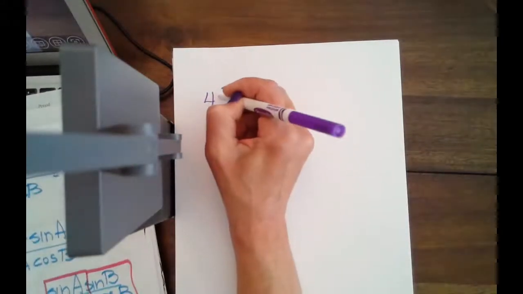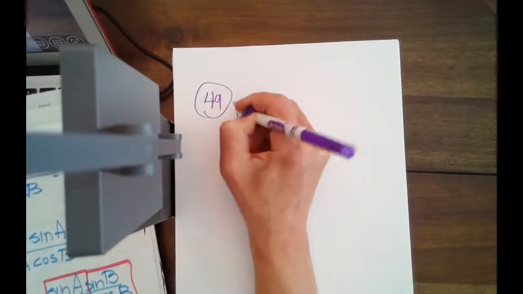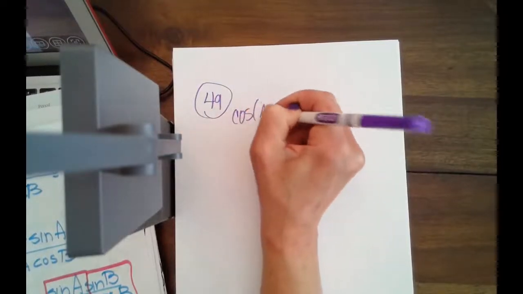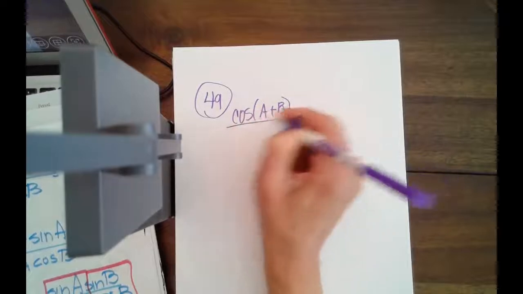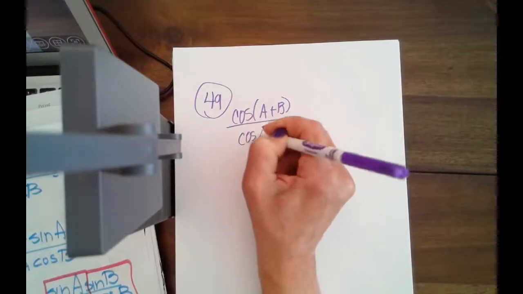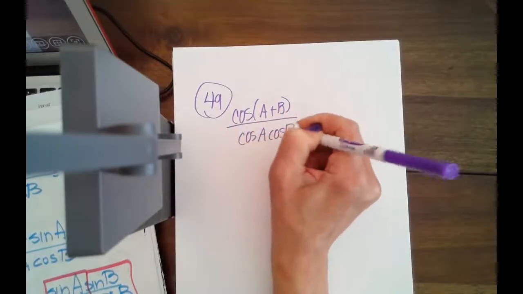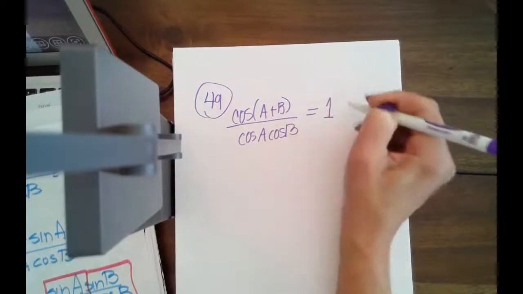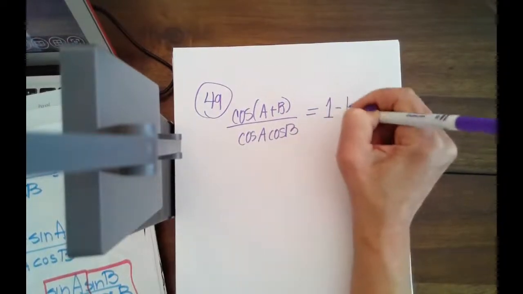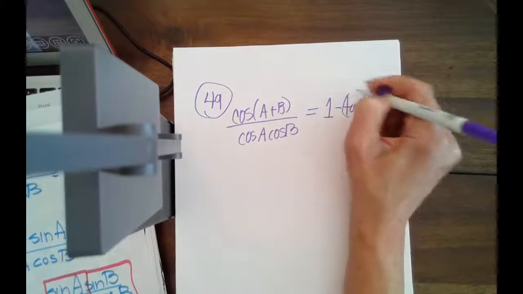That's 49. Okay, 49. Pretty simple. All right, so 49 on your highlighted, cosine of a plus b over cosine a times cosine b. We want to prove that that can be reduced to 1 minus tangent of a times tangent of b.